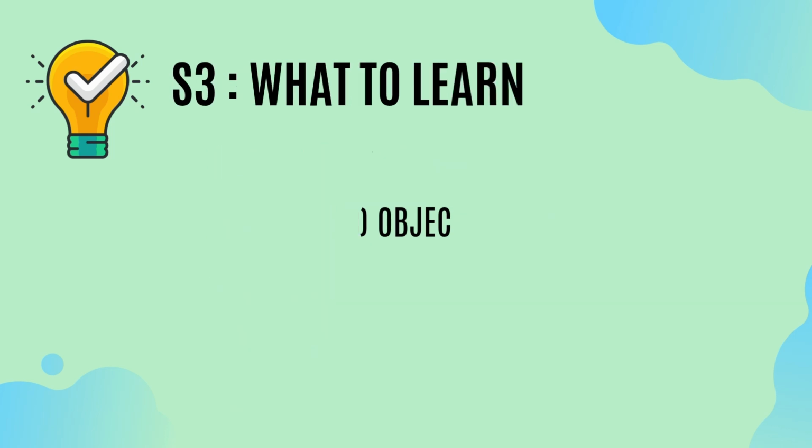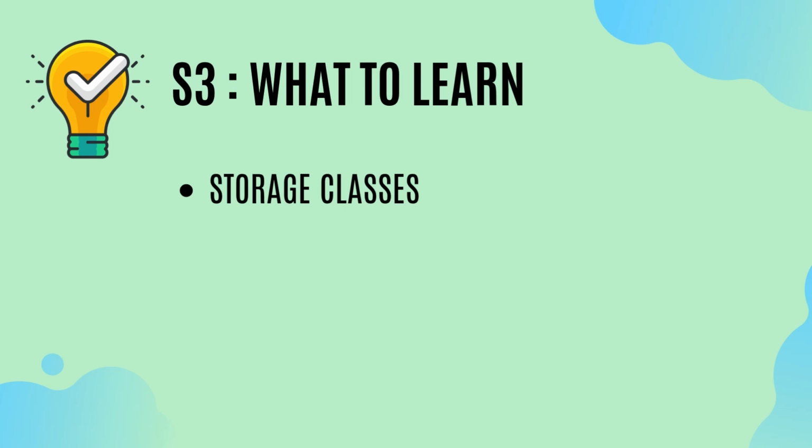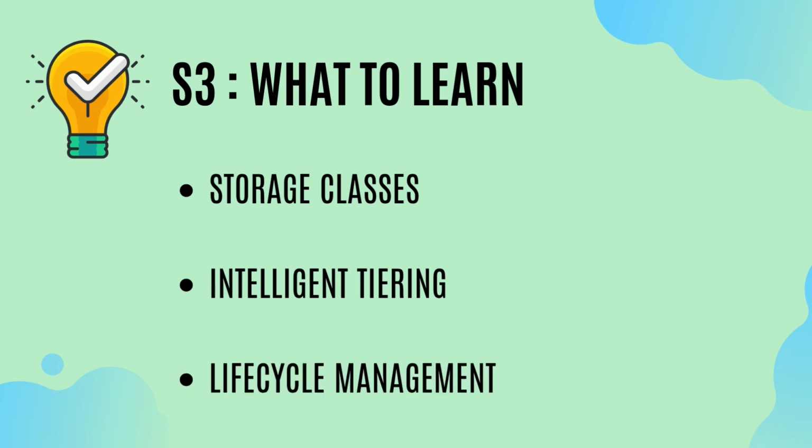Now, to understand how to use it efficiently and cheaply, you need to know three different things. The first one is called storage classes. The second one is a service called intelligent tiering. The third one is something called lifecycle management. Let us start with storage classes.